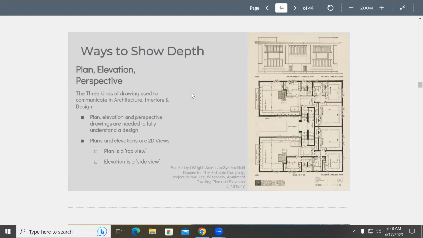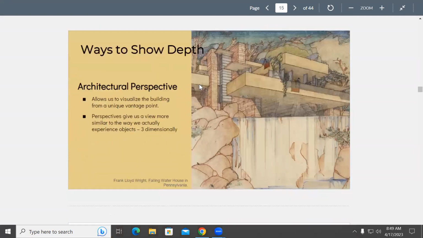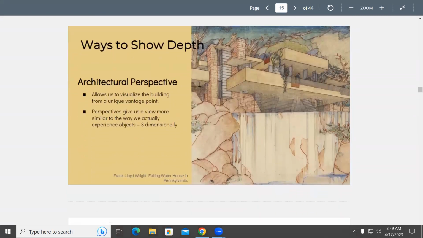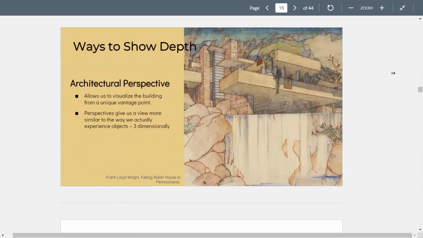And designers use these two types of drawings, and there is another one called perspective, architectural perspective. Architectural perspective is mostly about vanishing points, and it's also called linear perspective. So we will go through it now. Yeah. So this is an example of architectural perspective.